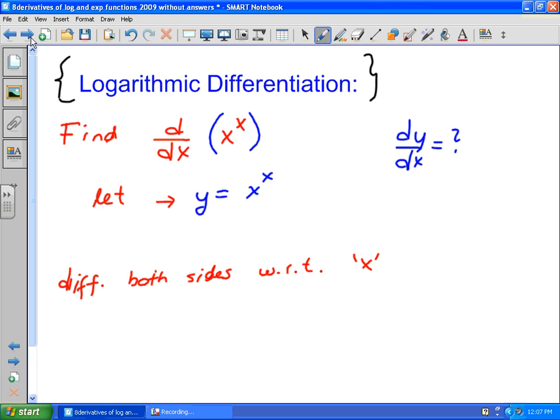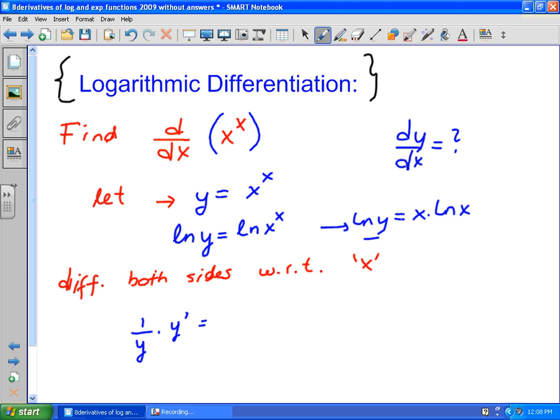Then we apply ln to both sides. So ln y equals ln of x to the x. And if you simplify, you will get ln y equals x times ln x. Now let's differentiate both sides of this equation with respect to x. First, start with the derivative of ln y. That's like ln of u. The derivative will be 1 over u times u prime. In this case, 1 over y times dy dx.